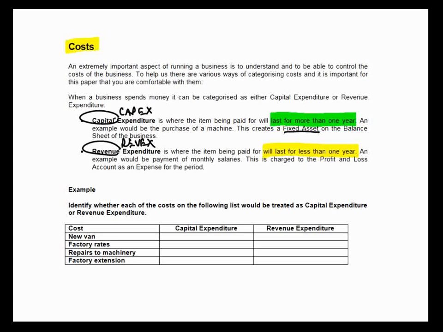Now, rather than creating an asset on the balance sheet, we actually take revenue expenditure to the profit and loss account, and it gets treated as an expense. So it would be a reduction to profit for that period. It doesn't create an asset because we're not going to benefit for several years.